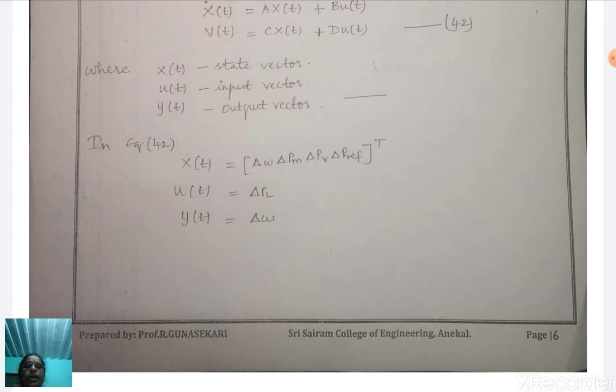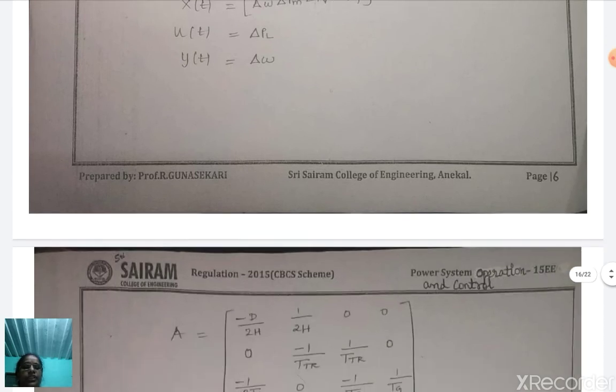So from equation 42, x of t is equal to del omega, del pm, del pv, del p reference, the transpose matrix. u of t is equal to del pl, y of t is equal to del omega, that is the output is del omega, change in frequency. Then the input vector is the change in load del pl only. The state vector is del omega, del pm, del pv, del p reference, that is the transpose matrix.